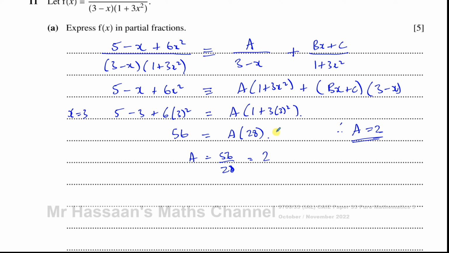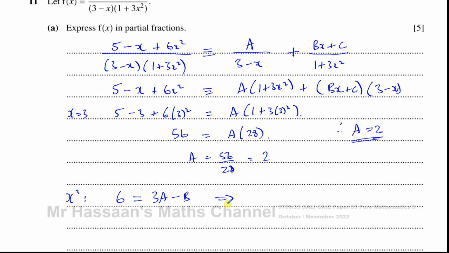Now, we can't really use a substitution now to eliminate the A. So we have no option now except to use what's called comparing coefficients. I'm going to compare the coefficients of x squared. On the left-hand side, I have 6x squared. On the right-hand side, I have A times 3x squared, which is 3Ax squared. I'll also have, when I do Bx times minus x, minus Bx squared. So 3A minus B is equal to 6.